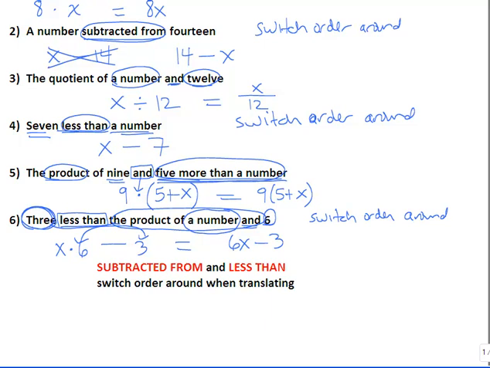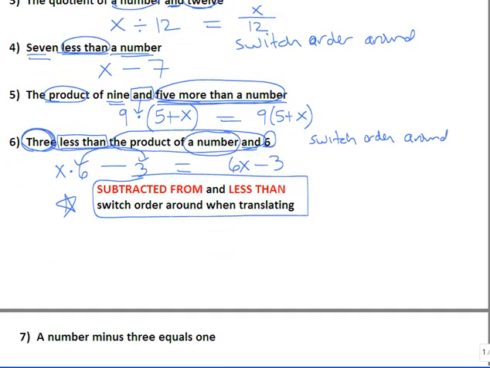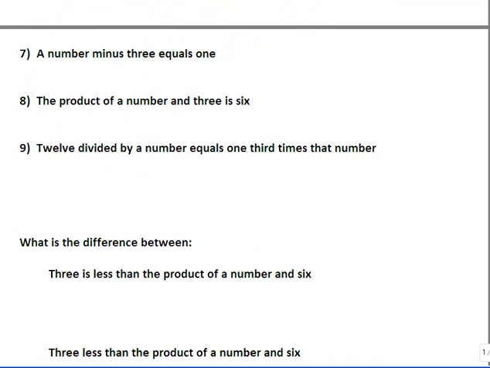Okay, so down here at the bottom, just as a reminder, "subtracted from" and "less than" are those two key phrases that you want to remember, which imply that you switch the order around when translating. Otherwise, you're just going to read your sentence from left to right and translate from left to right, except in these two special examples of "subtracted from" and "less than." Okay, let's try a few more examples.